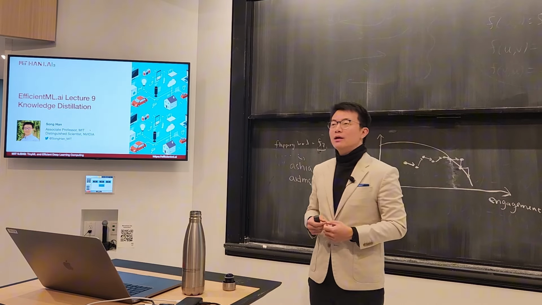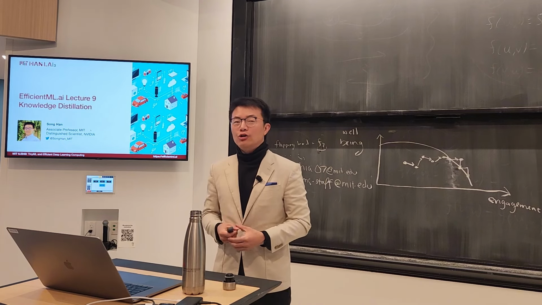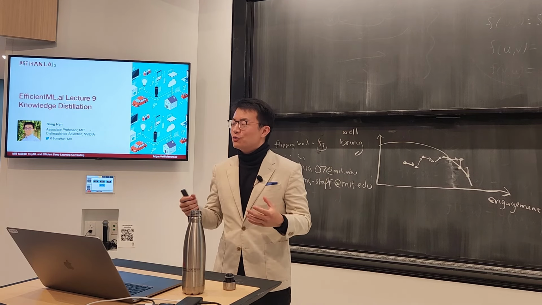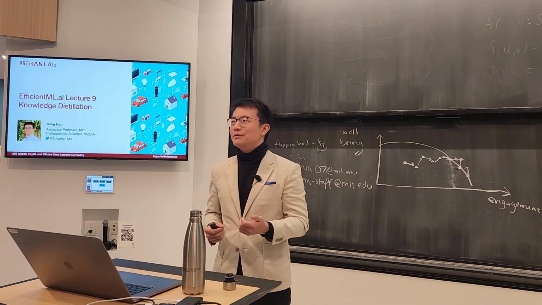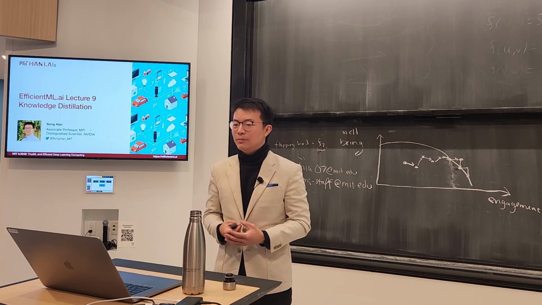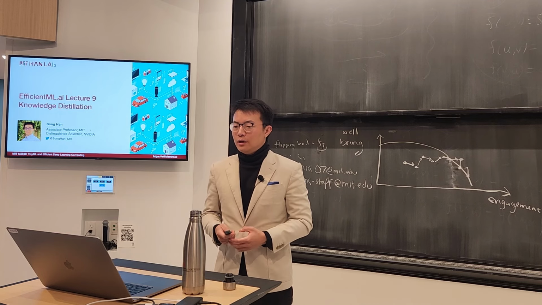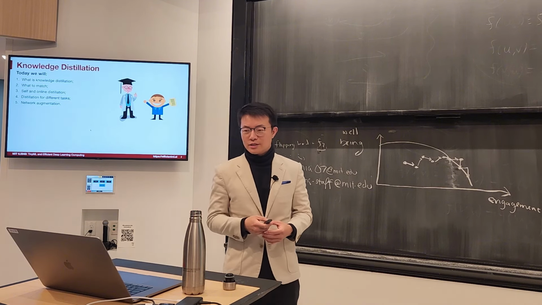Let's get started. So today we're going to talk about EfficientML.ai Lecture 9, Knowledge Distillation. This is a new chapter after we have talked about pruning, quantization, neural architecture search. Now it's another technique, knowledge distillation. So make sure you have finished homework 1 and are already working on lab 2, just a reminder.